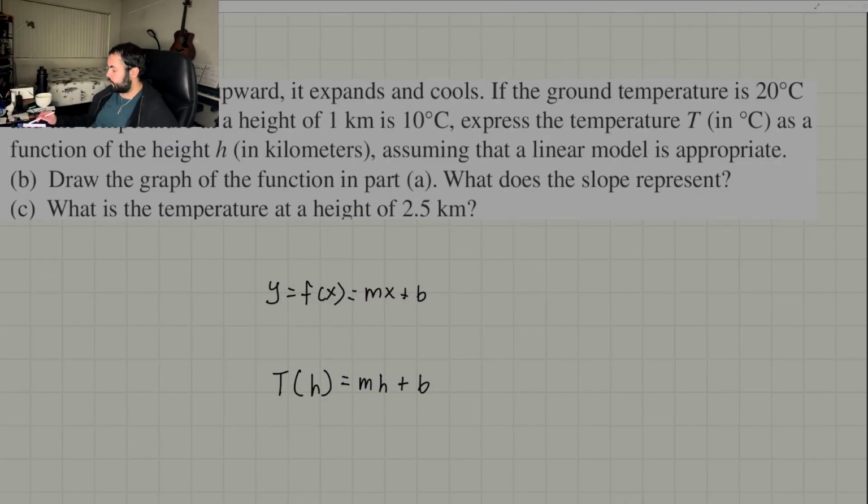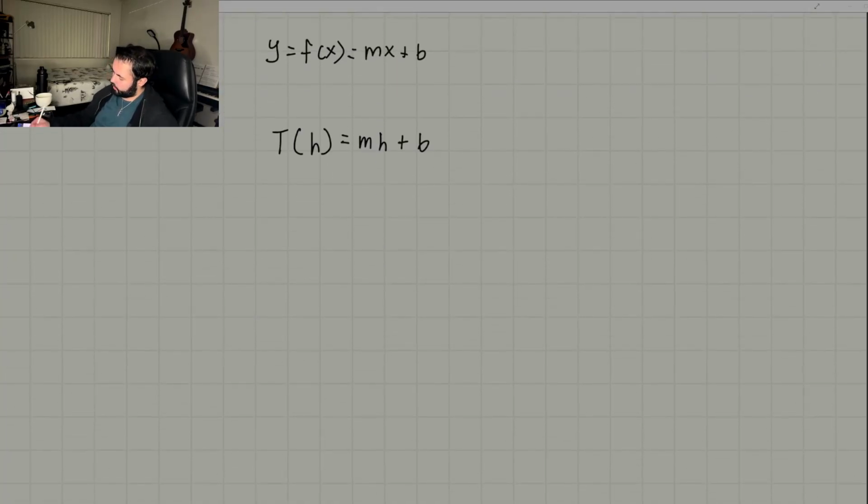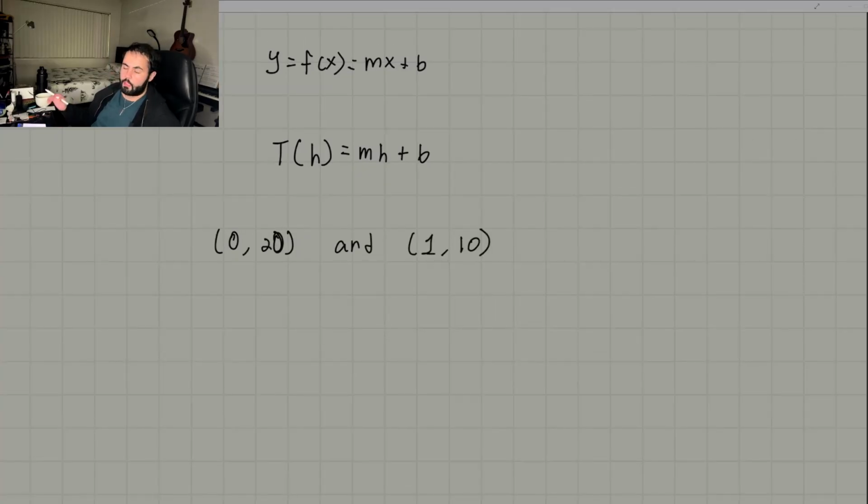At ground level, which is h is equal to 0, the temperature is equal to 20 degrees Celsius. At a height of 1 kilometer, it is equal to 10 degrees Celsius. We have 2 points: (0, 20) and (1, 10). These are the 2 points that we know must be in our model.